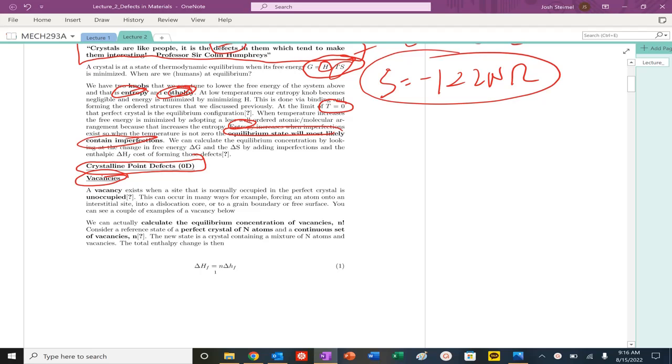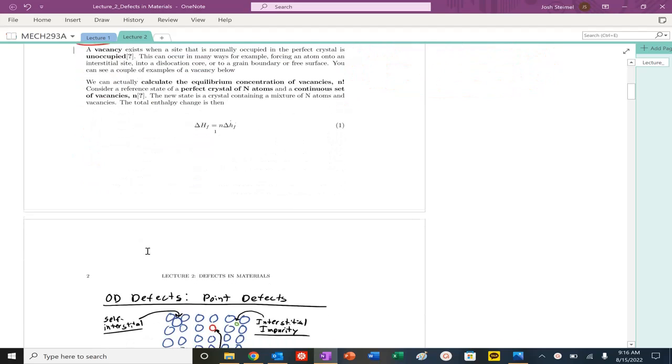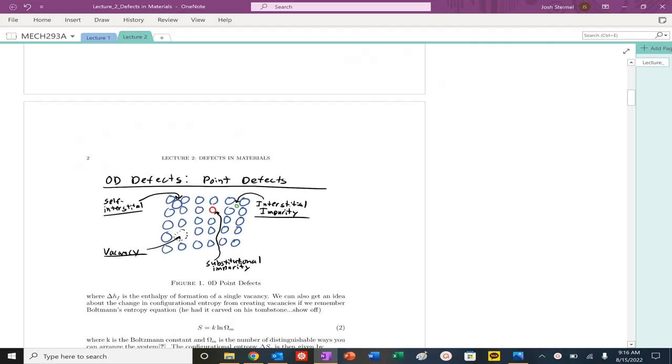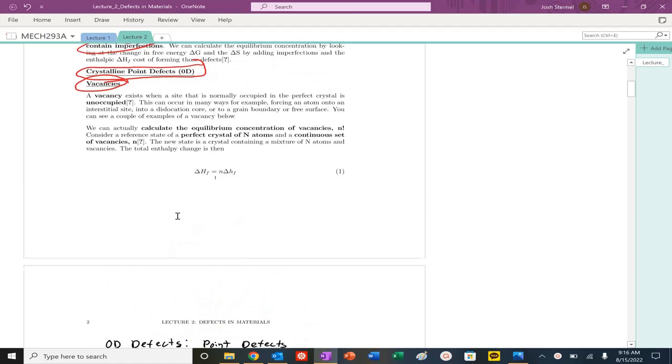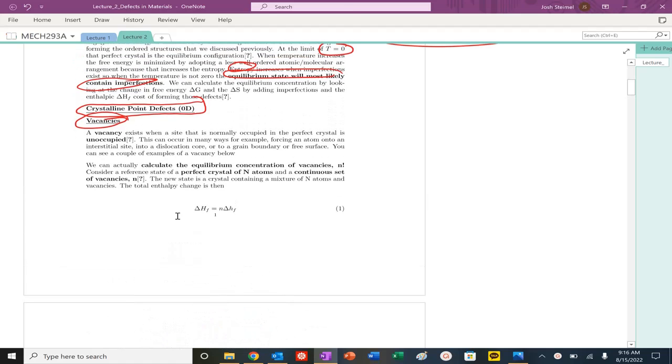What's a vacancy? In our lattice, as you can see here, our lattice is all these blue atoms. They're all the same type. A vacancy occurs when an atom that should be here in our perfect structure is missing. There's nothing there, so there's empty space where there should be either an interstitial atom or an atom in the perfect crystal.